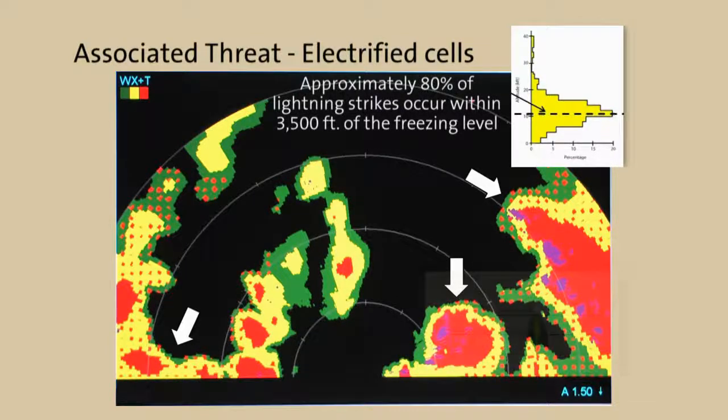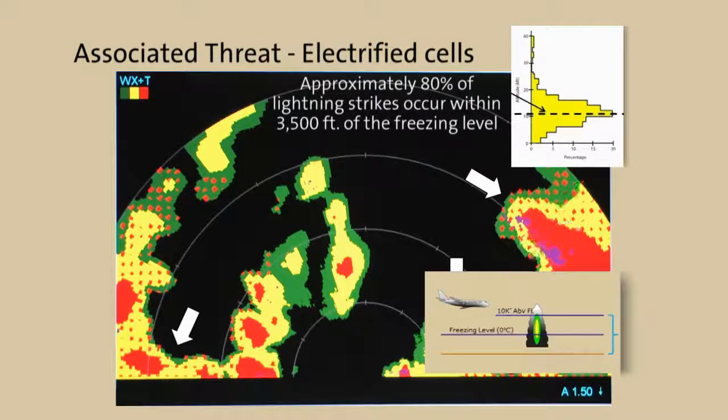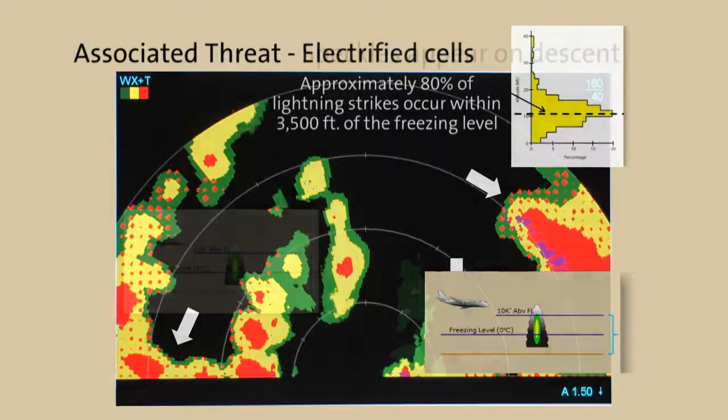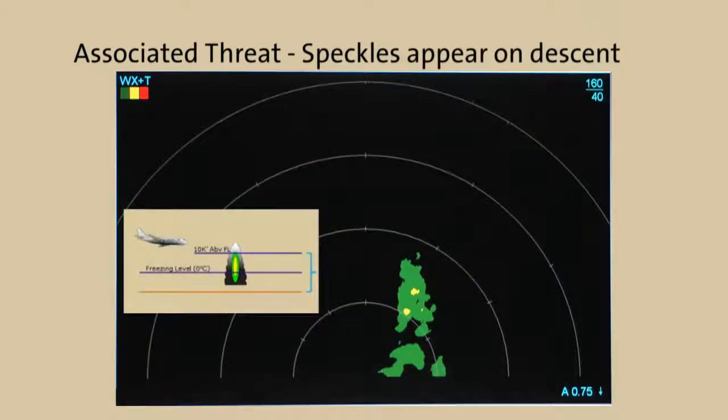Remember that the mid-altitude associated threat icon will no longer be displayed once the aircraft climbs more than 10,000 feet above the freezing level. In this example, the aircraft is descending from cruise altitude and is more than 10,000 feet above the freezing level. Thus, the icon is not displayed. However, note that as the aircraft descends below the activation altitude, the speckles within the cell boundary are displayed.